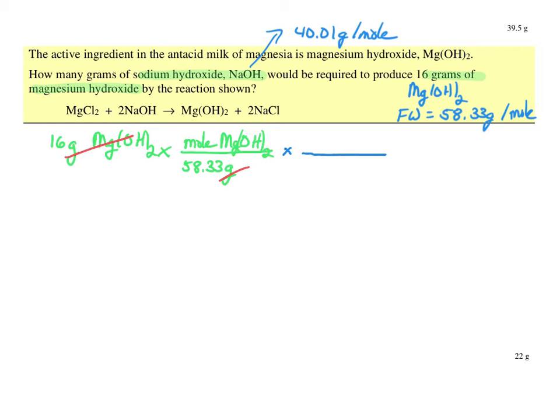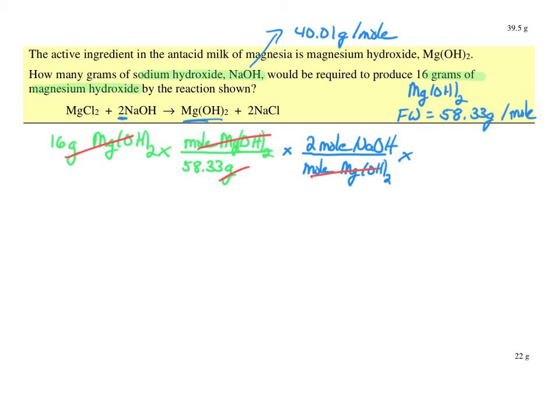Now we use our mole-to-mole ratio using our balanced chemical equation. It tells us that every mole of magnesium hydroxide is going to require 2 moles of NaOH. So now we check our units. We see that if we stopped here, we would have moles of sodium hydroxide. However, we want our grams of sodium hydroxide.